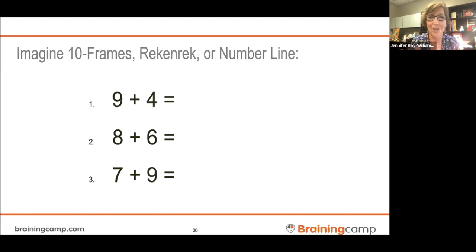And then when I do these with students, after they see like 9 + 4, I ask, did you use a mental image to work on it? Did you think of it as, and then they can explain, I was picturing a 10 frame. I pictured moving one over, 10 + 3. That's how I thought about it. And they can share that.